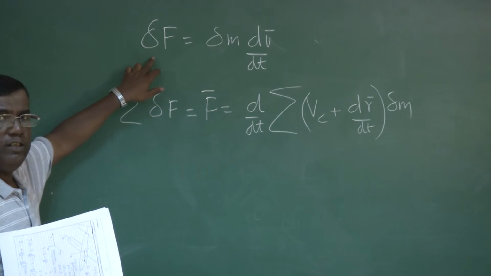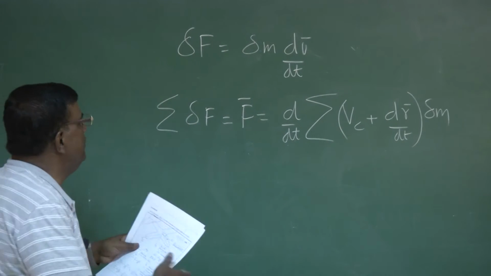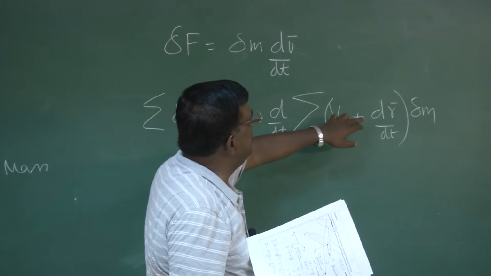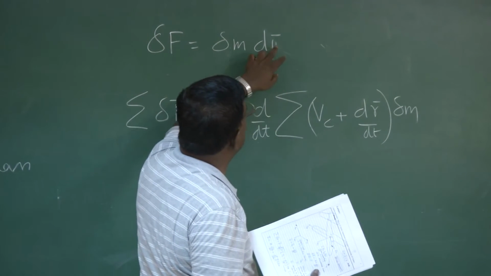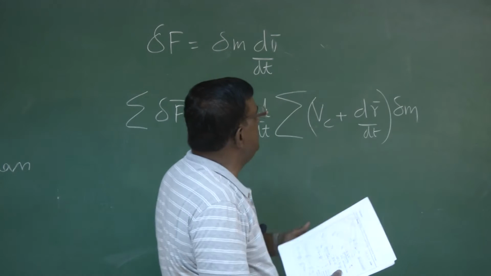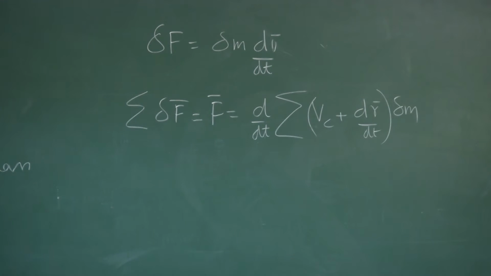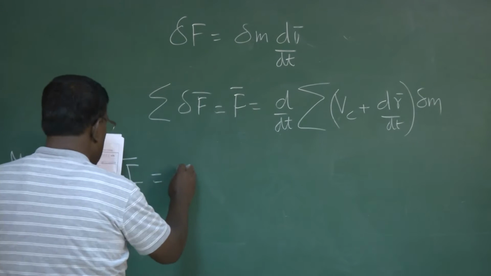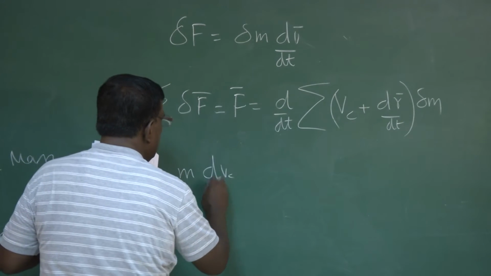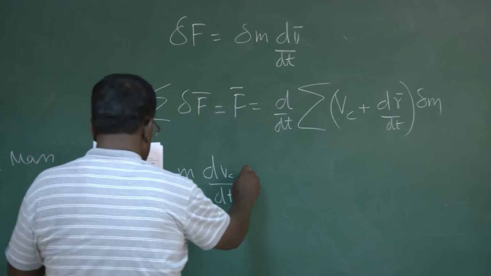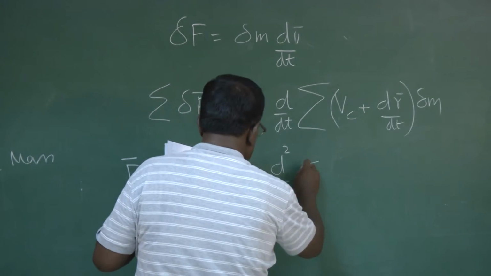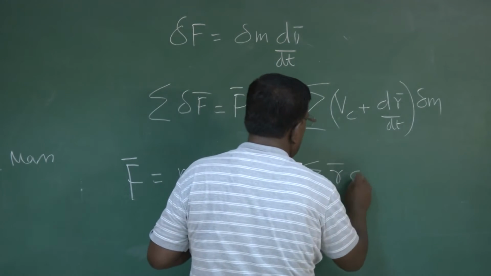Right? I have done summation, meaning resultant force, vectorial summation, and V is Vc plus dr by dt. So d by dt of V is Vc plus dr by dt into delta M. That summation is done over that. So if I do this, then I can write easily F is equal to M dVc by dt plus d square by dt square summation of R dm.